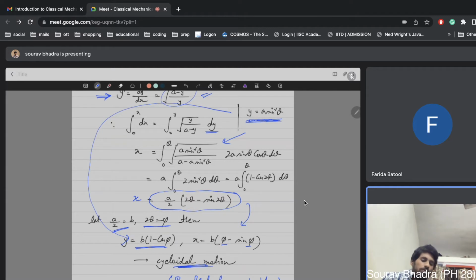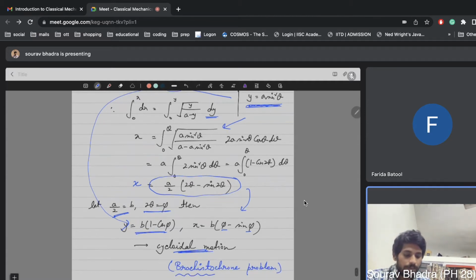So when a body is falling under gravity on a frictionless surface, from a higher position to a lower position, the path which it will follow will be a cycloid, not a straight line or any other path. It is called the Brachistochrone problem. It is a very famous problem, and if you search for the Brachistochrone problem on YouTube, you will find many interesting videos, where you can see 3 balls released from a particular position.